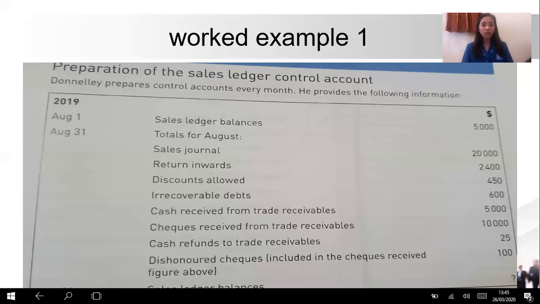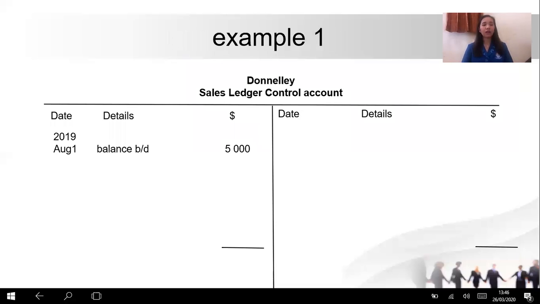So we must find out the sales ledger balance. This is how we make it. This is the whole set of transactions that happen during August, so we must put all of these transactions into the sales ledger control account, which means into the T account.